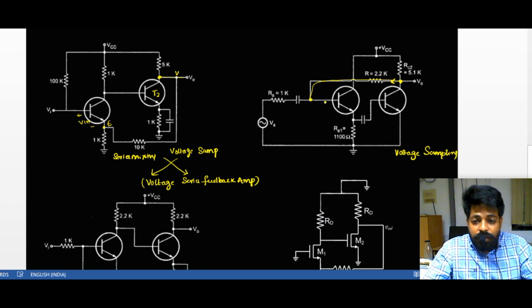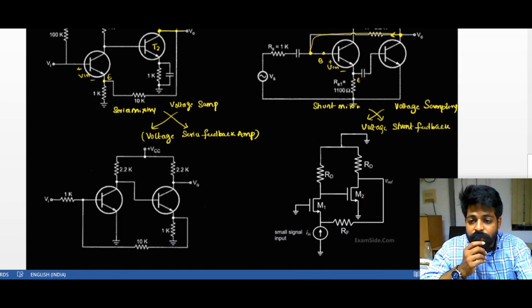Now if you see, this is my base branch and this is my emitter branch, where this is the input. I collected my sample and mixed it over here at the base branch. So it is called shunt mixing. Both together we can put as a topology: voltage shunt feedback amplifier.